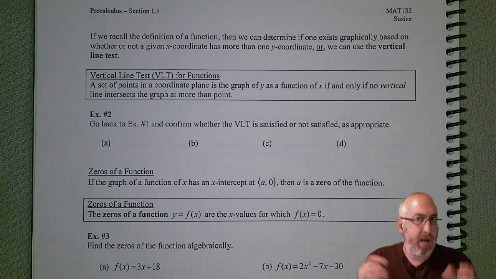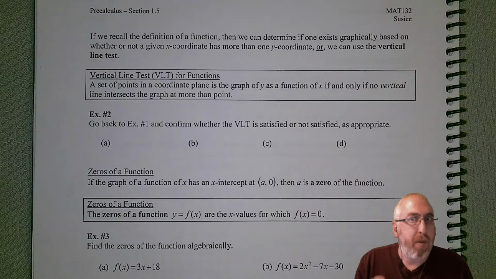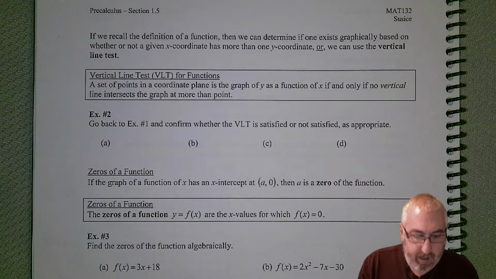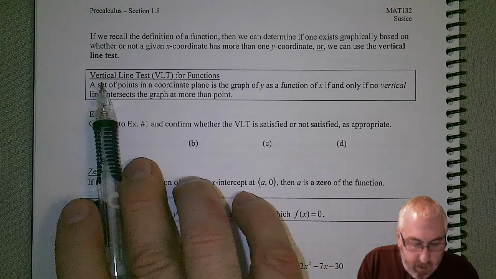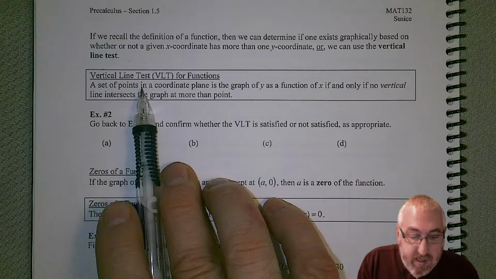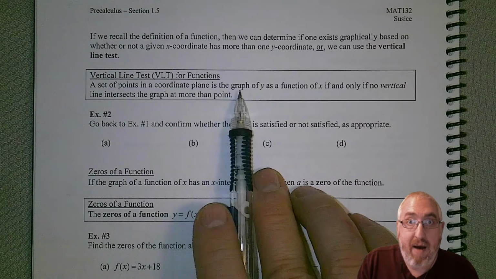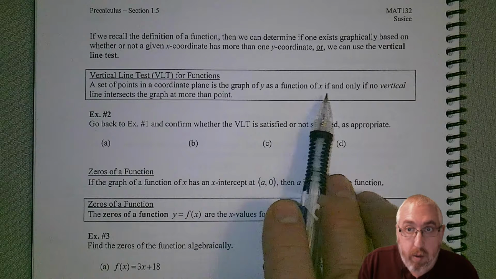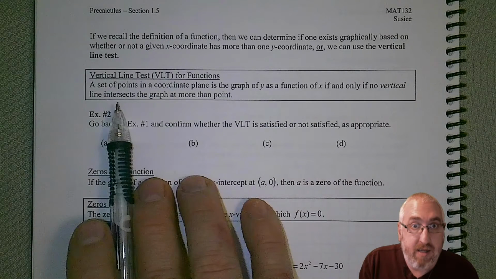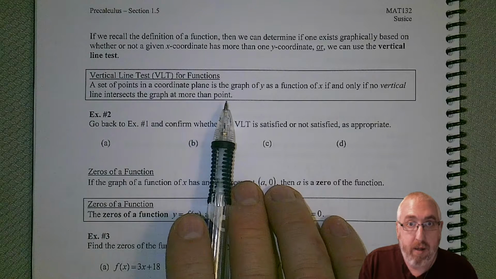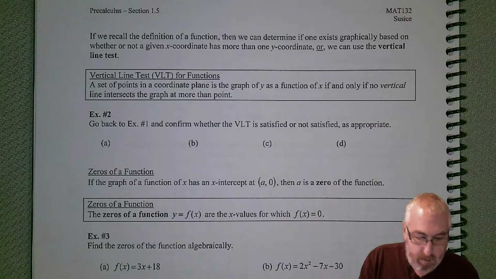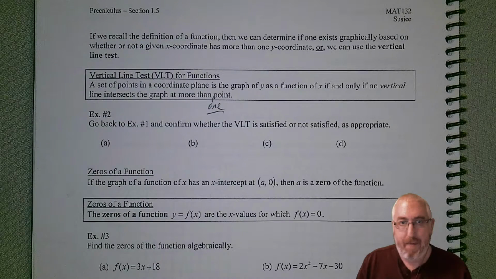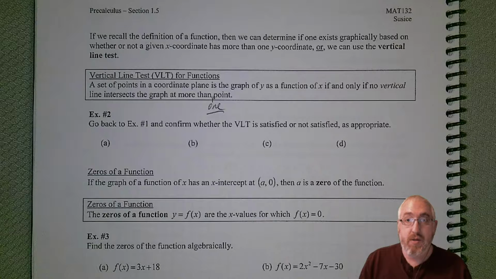We've talked about using lines for domain and range, but for testing for functions, we just need to look at the vertical line test. So let's read the specifics. A set of points in a coordinate plane is the graph of y as a function of x if and only if no vertical line intersects the graph at more than one point. More than one point. That's the key to it.